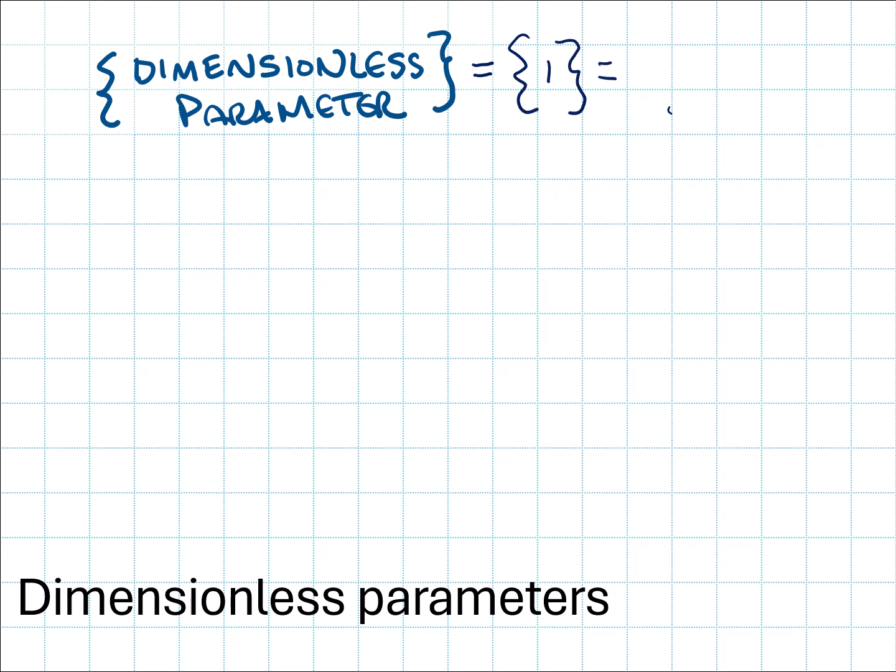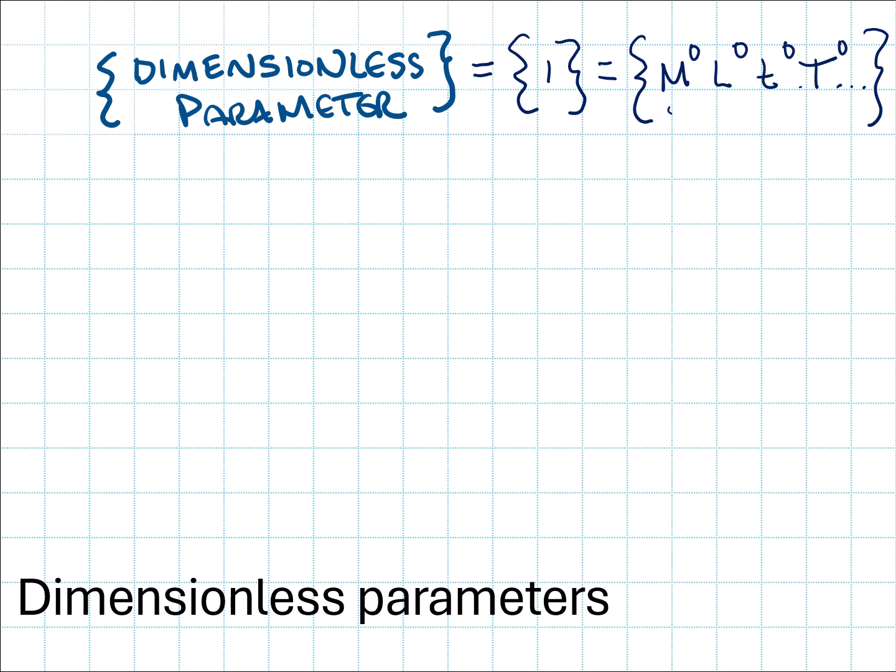Or another way that I can say this is that any of those primary dimensions, mass, length, time, temperature, and so forth, are all going to have an exponent of 0 in order for my dimensionless parameter to be dimensionless, have a dimensionality of 1.